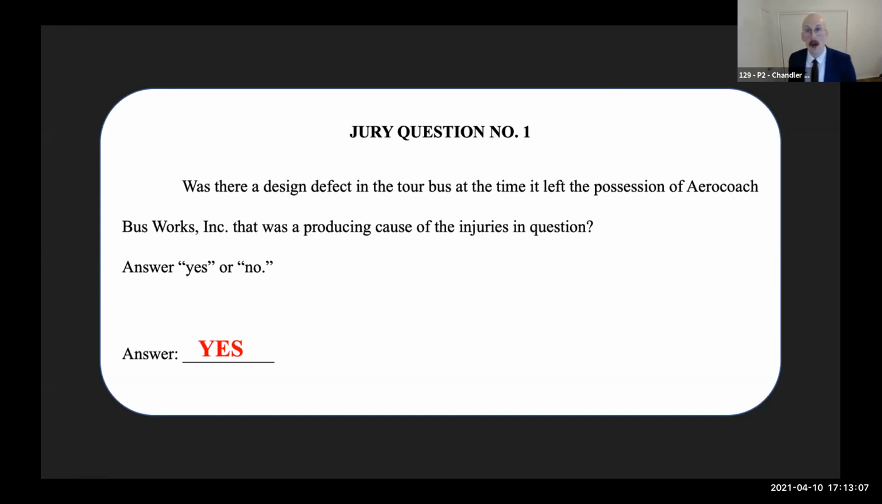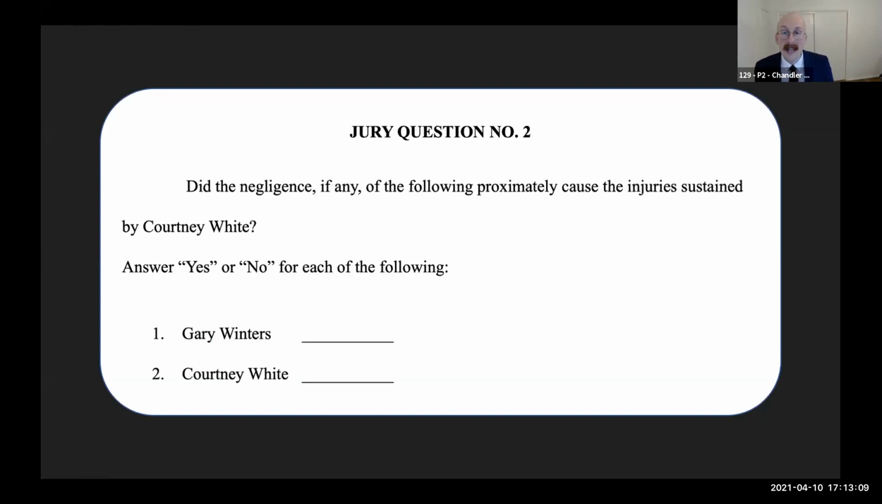And that brings us to question 2. Was anyone else's negligence the cause of Miss White's injuries? And here, the defense has the burden. Now, we acknowledge that Gary Winters was negligent, but the defense had to prove that his negligence was the proximate cause of Miss White's injuries, that it was foreseeable if he hit the bus, Miss White would be cut by glass.